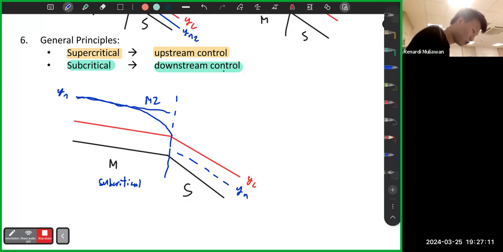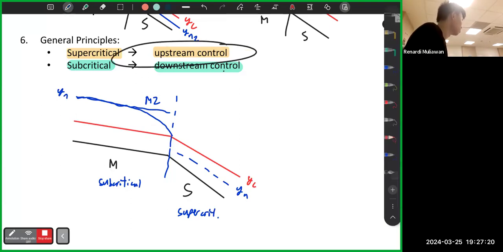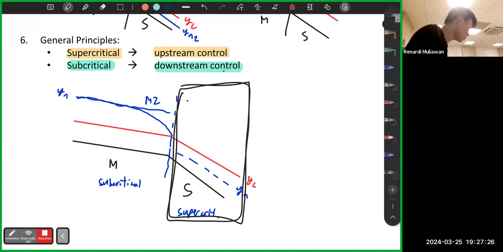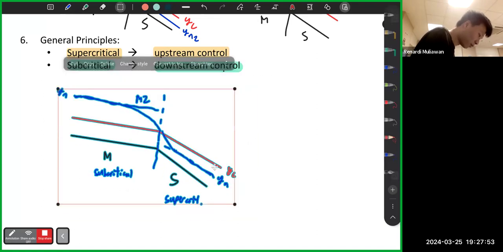For a steep slope, the flow here is supercritical. For supercritical, it is an upstream control. So it cares about what's happening upstream. If we draw a box here, we check the one upstream of the box. This one is downstream, this is upstream. Is there anything upstream? Well, there is, there's a slope change. So there will be a curve on that side, like this. Downstream, you don't care, so it just goes to YN.